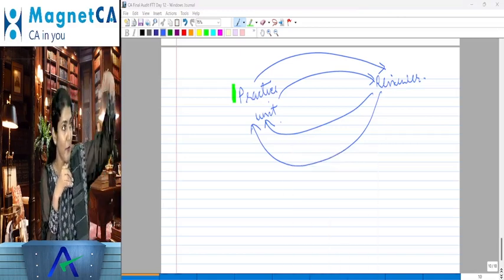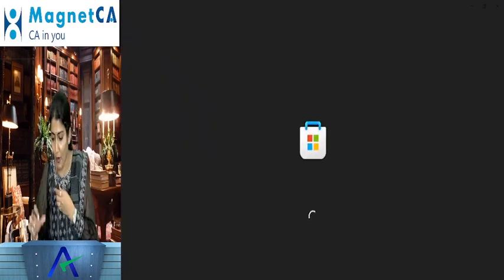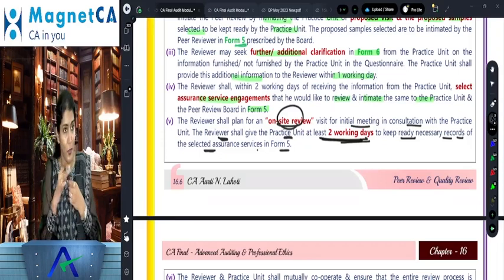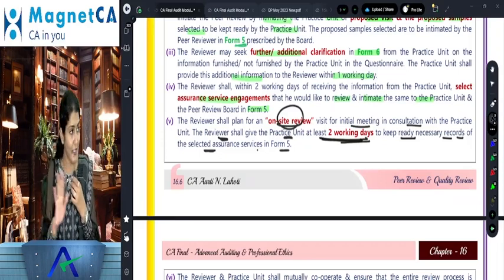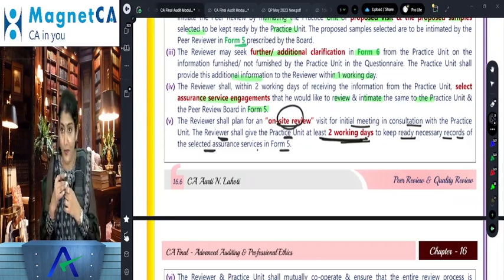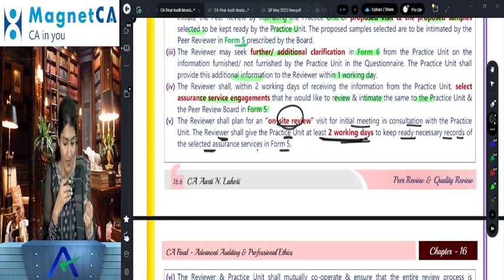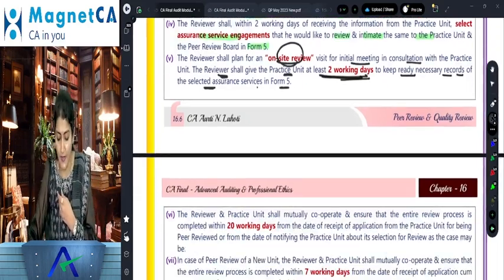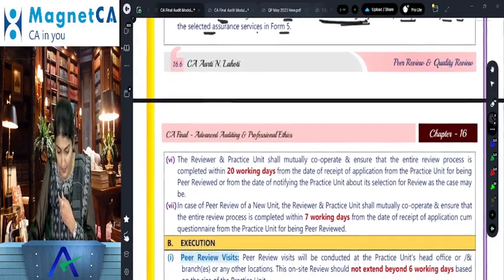Right, because all the people who worked on that audit are called back to office and all of them are told to do the makeup, the finishing touch of that file again. Right, because why? The reviewer has picked up those 2 files. Right, so what does it say? At least 2 working days to keep the necessary records ready.